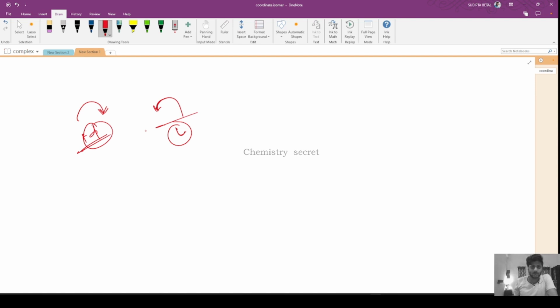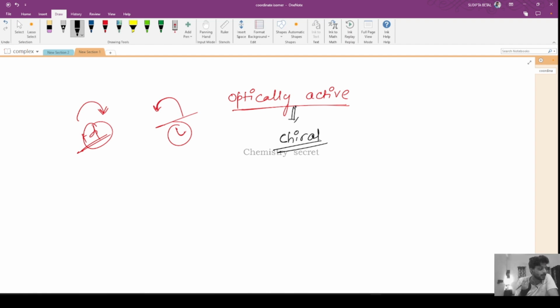Now, what is optically active? What is the essential condition for a substance to be optically active? To be optically active, the compound must be chiral. Must be chiral, and there is no plane of symmetry.